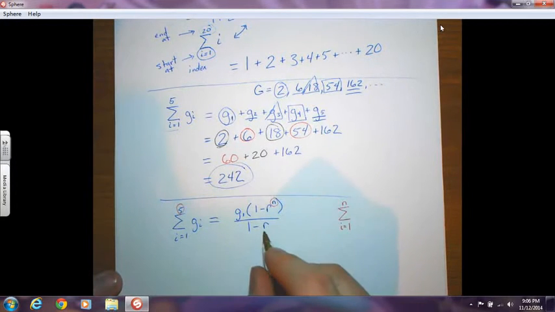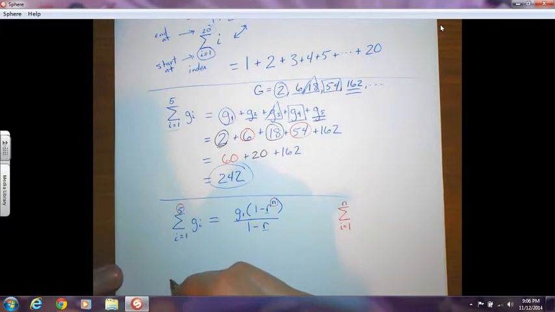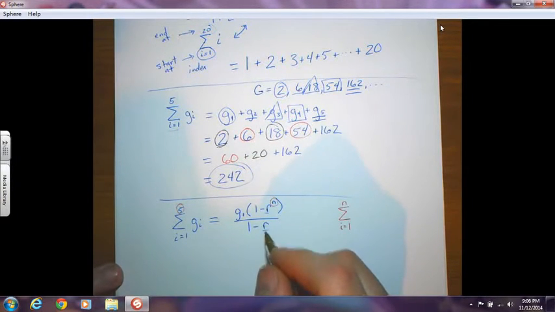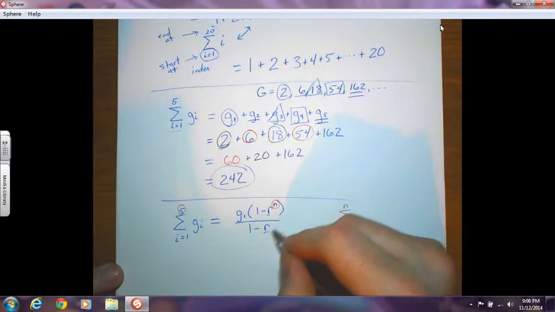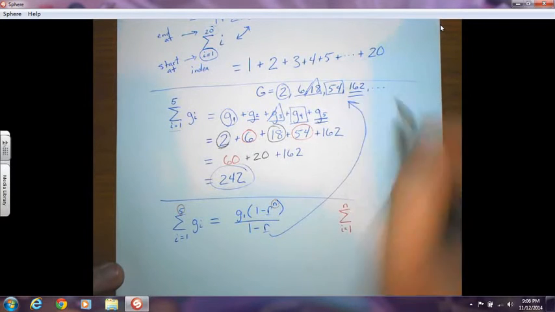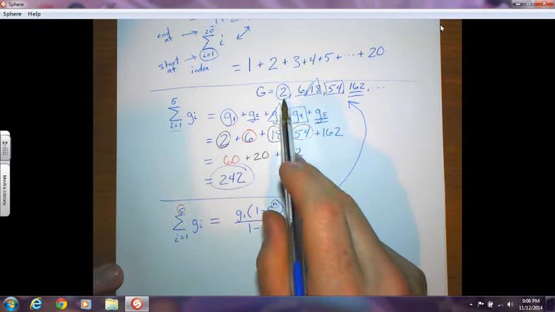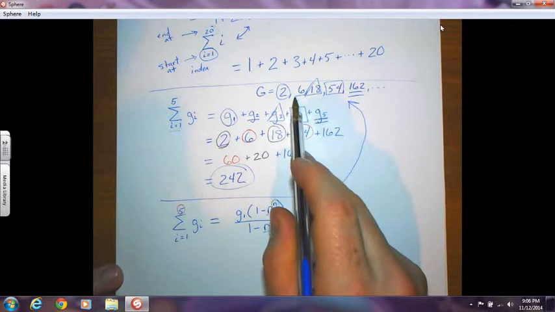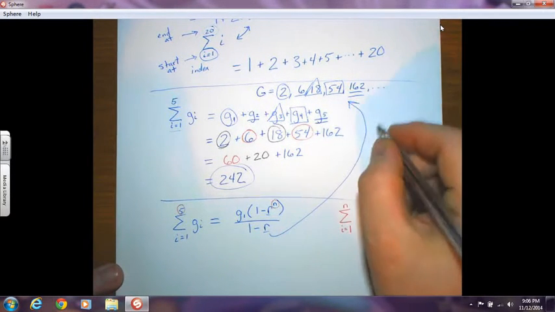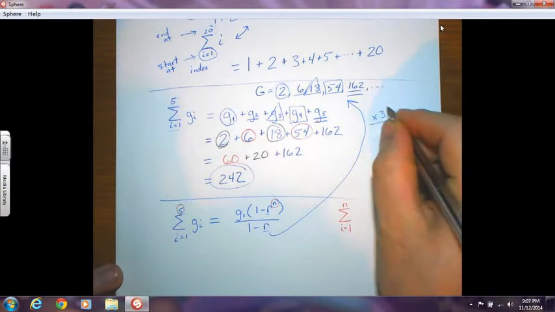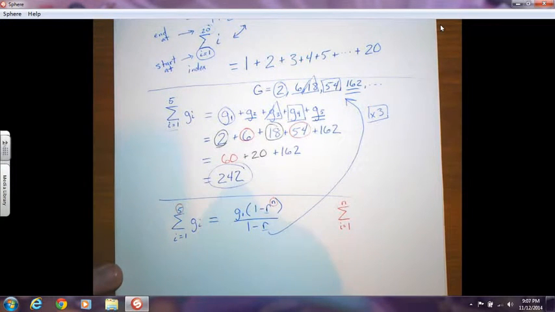And the r value that is written here, if you guys remember from the last section, is the number that we multiply by to move from one term to the next in our geometric sequence. So if you go back up here to these terms, you can see that from 2 to 6, we had to multiply by 3. From 6 to 18 by 3, 18 to 54 by 3. So we're multiplying by 3 each time. So that becomes our r value.